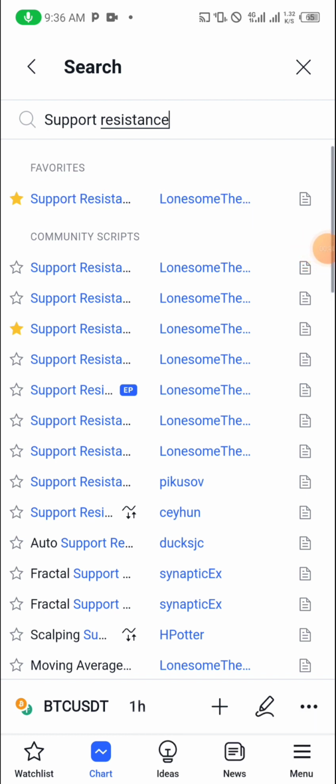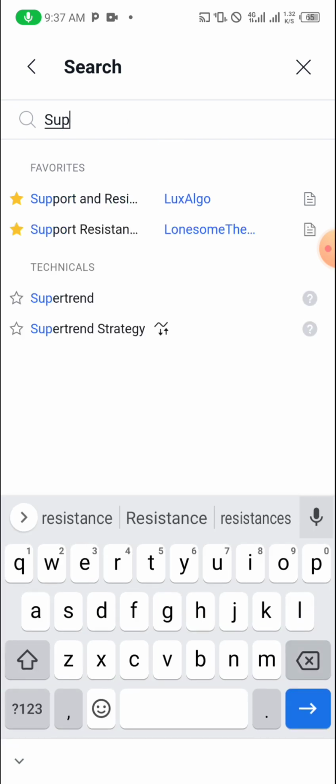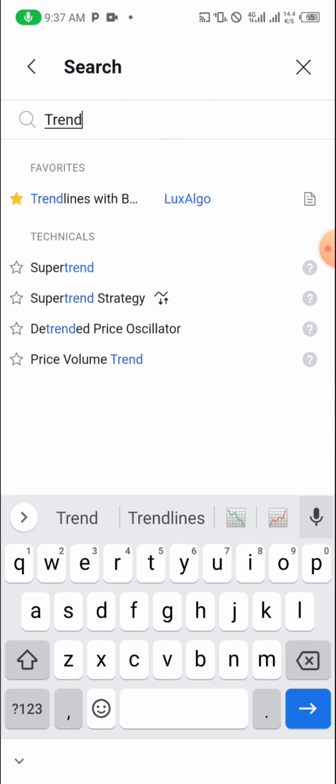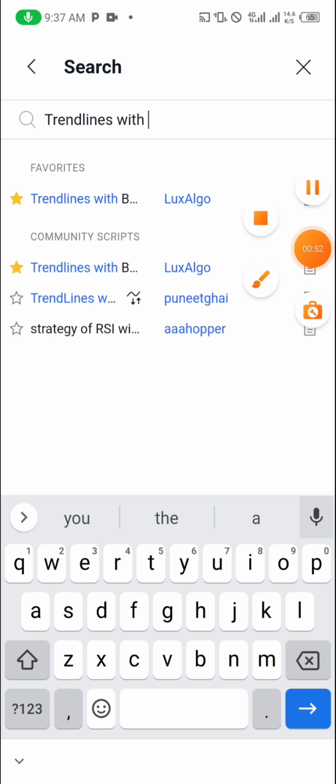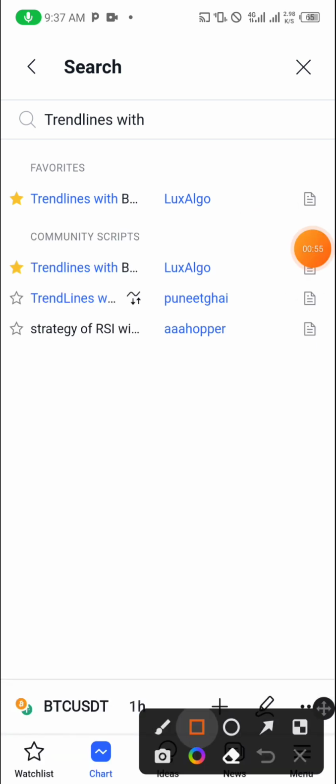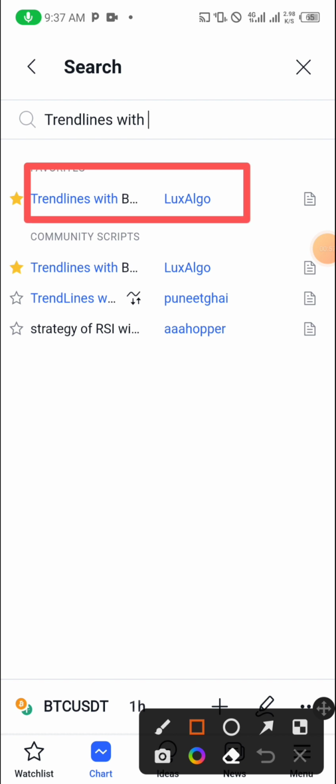And then the next indicator we actually want to look at is the trend lines with breaks, which is this one right here. It's actually by LuxAlgo. Trend lines with breaks by LuxAlgo. And then when you do this, trust me guys, using this amazing confluence, you're going to be having up to 95% accuracy using just this confluence alone.